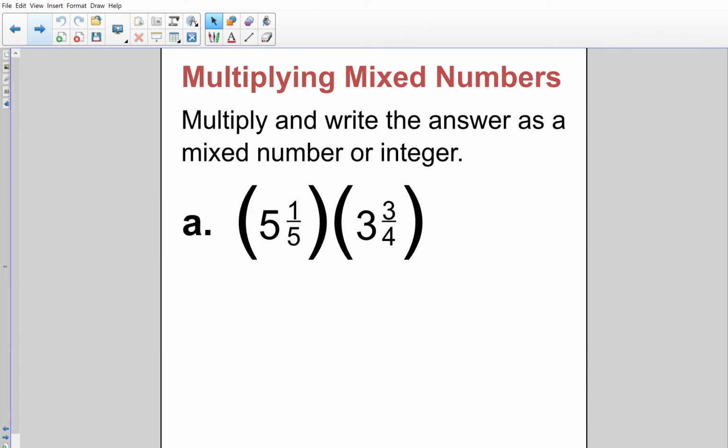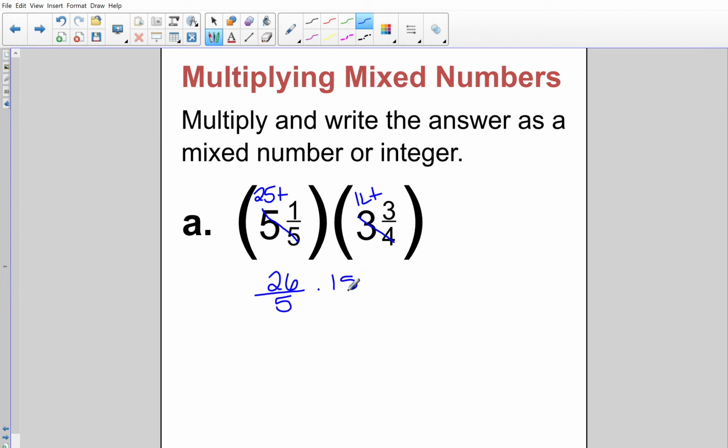So let's start with this, and again, I'll remind you how to change this over into an improper fraction. We'll do it by hand, and then I'll give you the steps for the calculator, or you can look at your calculator cheat sheet. The first thing we do to change to an improper fraction is multiply the denominator times the whole number. So 5 times 5 is 25, plus 1 more is 26. So this becomes 26 over 5. We keep the original denominator. Do the same thing over here: 3 times 4 is 12, plus 3 more gives us 15 over 4.